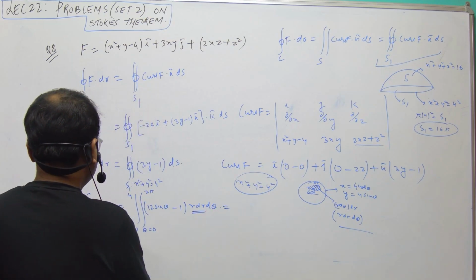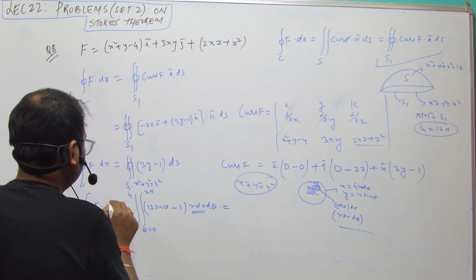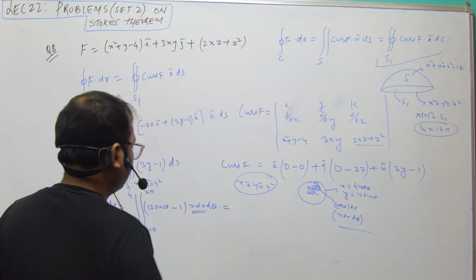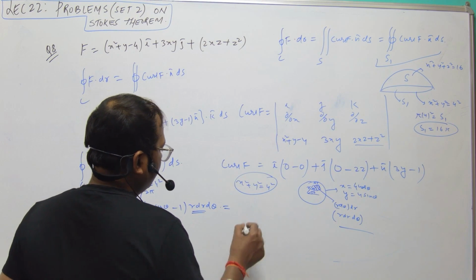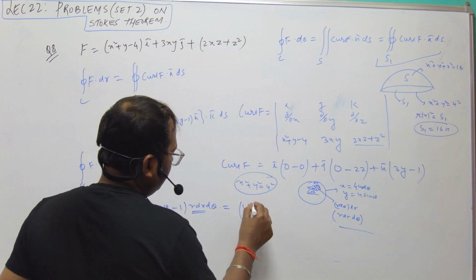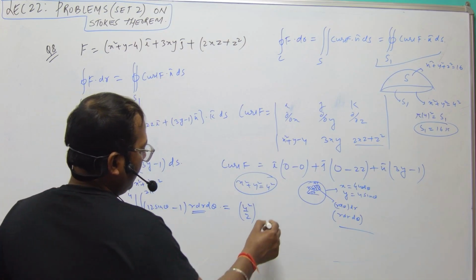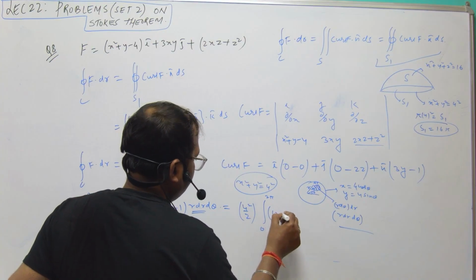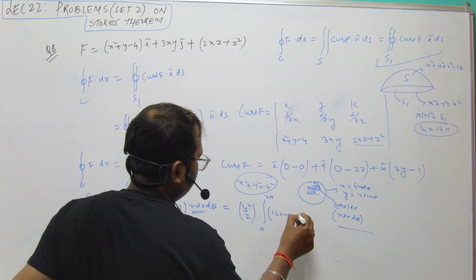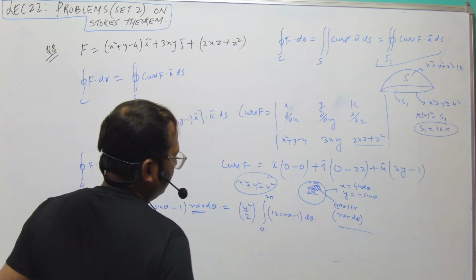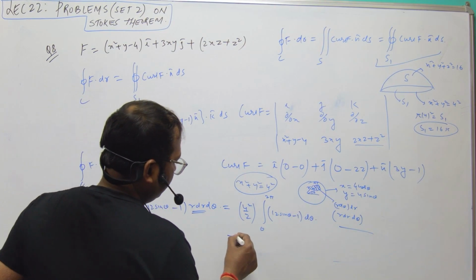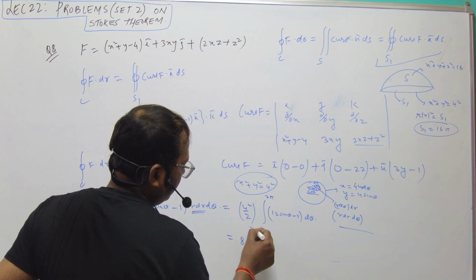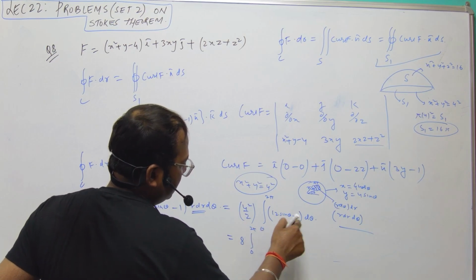Let us take this as line integral f dot dr. So this is equal to r square upon 2, that is 4 square upon 2, into theta from 0 to 2 pi, and this is 12 sin theta minus 1 into d theta. So this is 8 times of the integral from 0 to 2 pi of 12 sin theta d theta.